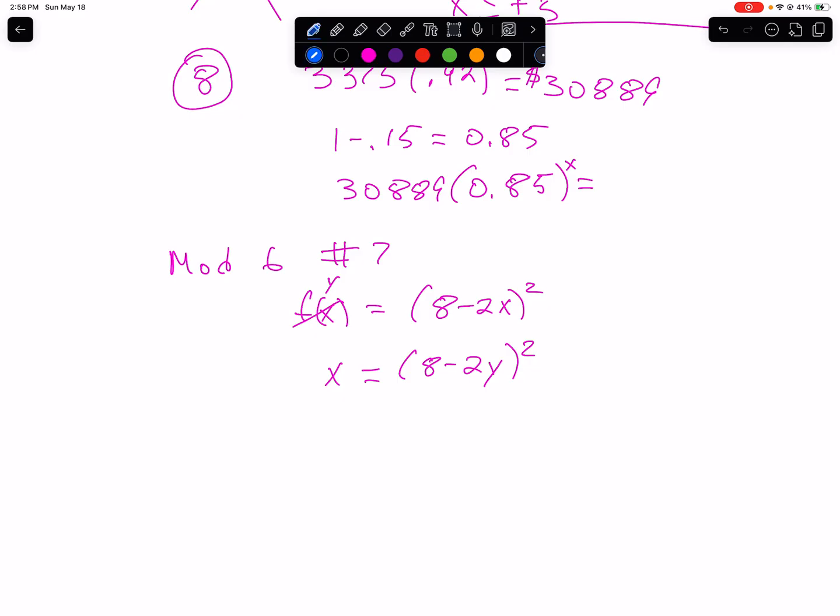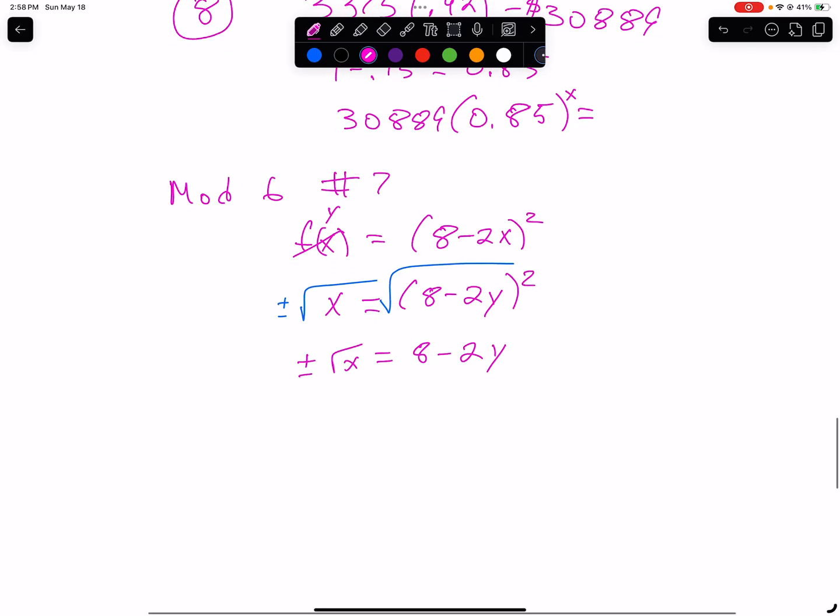The first step I have to do is square root, right? And anytime you square root, you have to put the plus and minus in front. That makes it nastier, because why wouldn't it? So plus or minus square root of x equals, and the square root makes the square go away. So we get 8 minus 2y. It's no big deal that it's plus or minus, because that just makes it look like the quadratic formula, and you can deal with plus or minus, who cares?